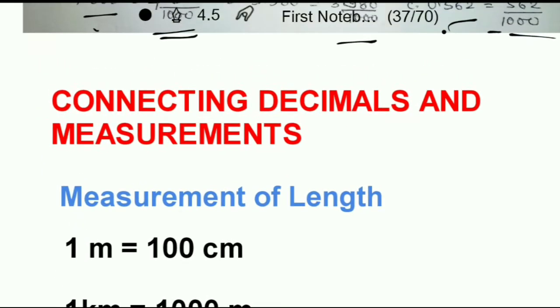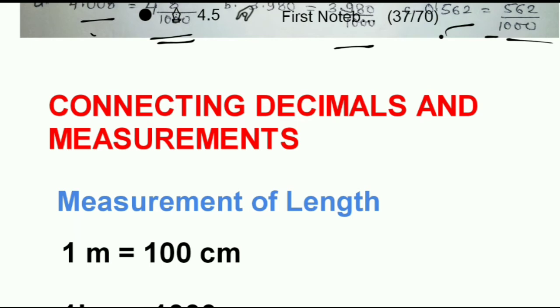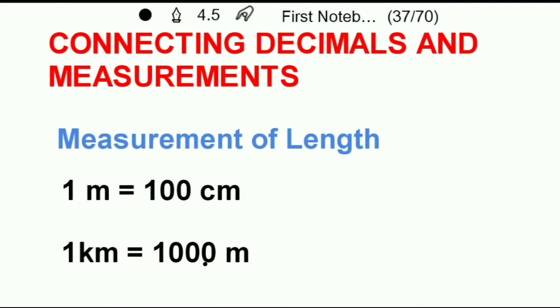Next, connecting decimal and measurement. Measurement of length. Length means we can measure the length like distance. Distance from here to there, distance from your place to your school. So this can come in kilometer. When you go to the shop for purchasing cloth and all, that will come in meter and centimeter. But when you go from one place to another place, meaning another city, that will come in kilometer. And if you are in the same place or nearby, that will come in meter.